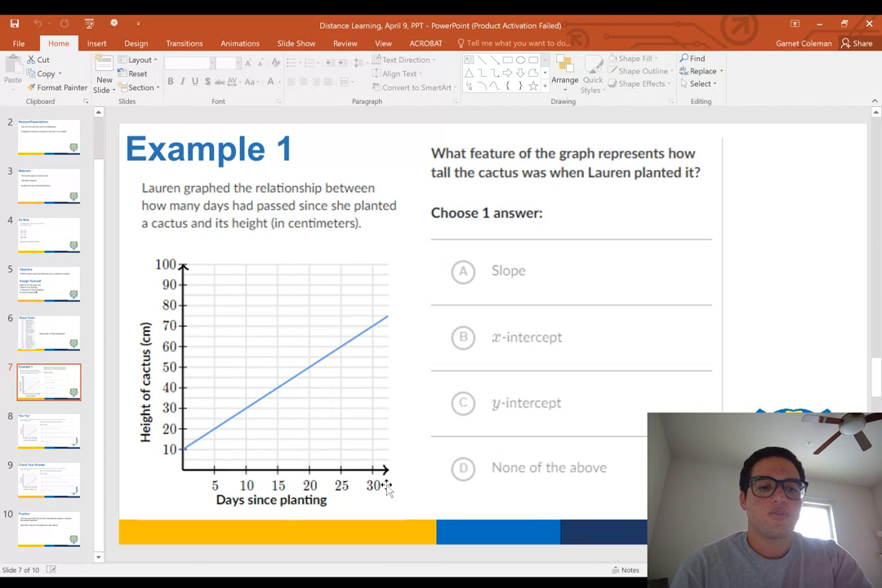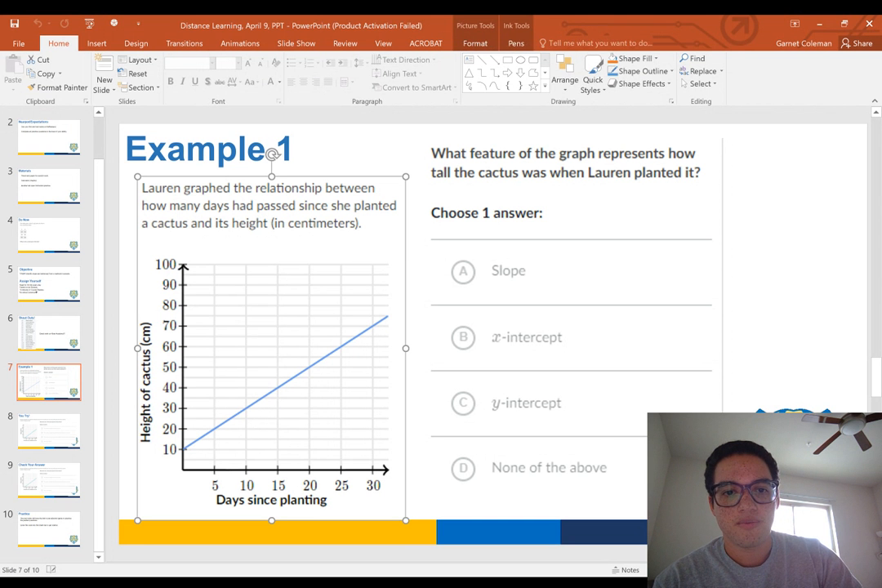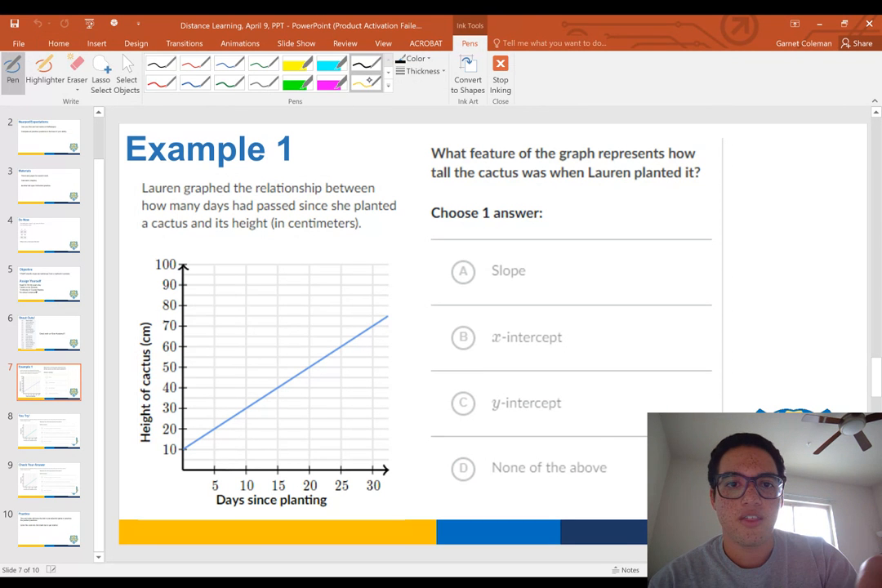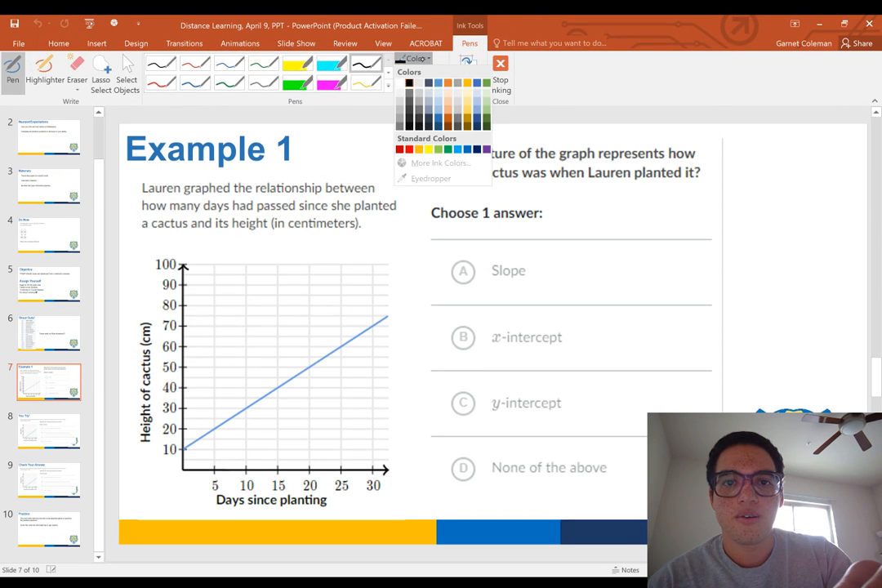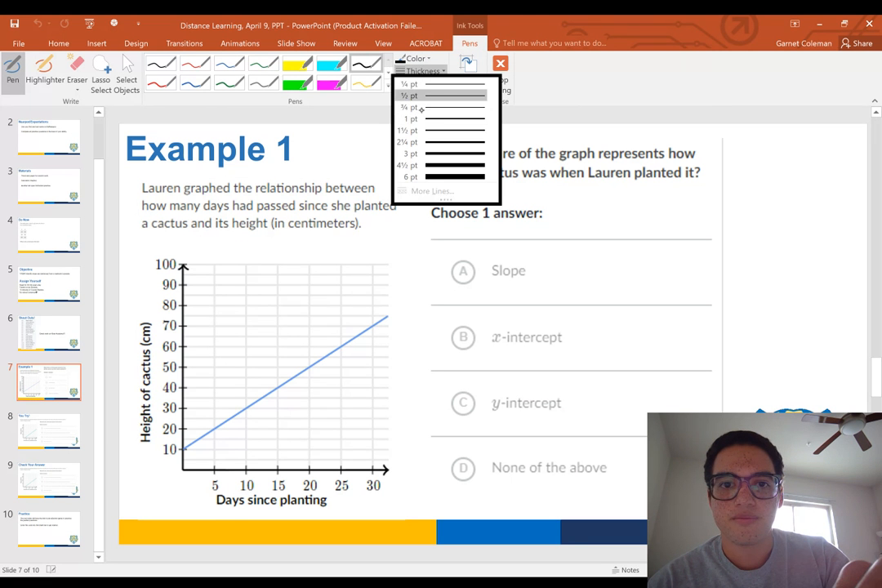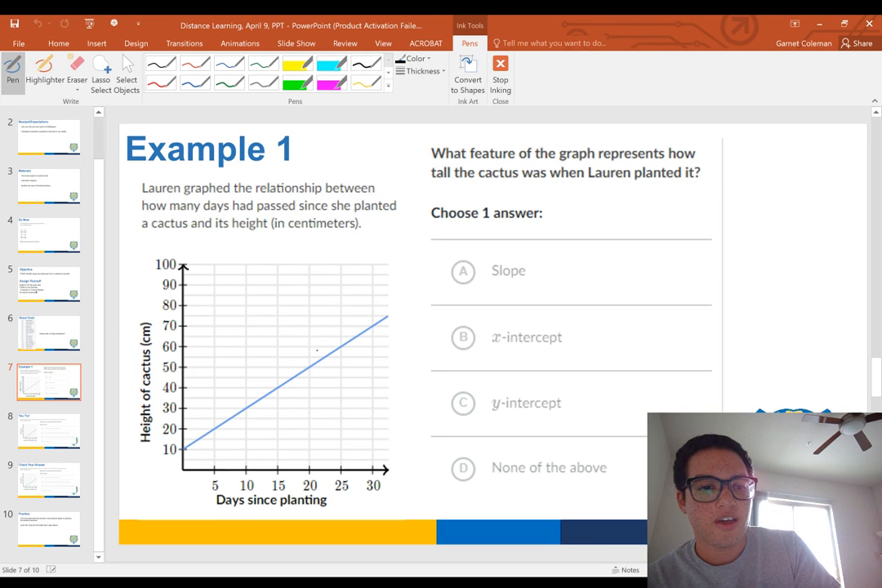So first, what I'm going to do is think about the situation and try to visualize it. I'm looking at the graph and I'm seeing that this is talking about a cactus and the graph is moving up. So I can imagine that since it's moving up, the height is increasing, so the cactus is growing.